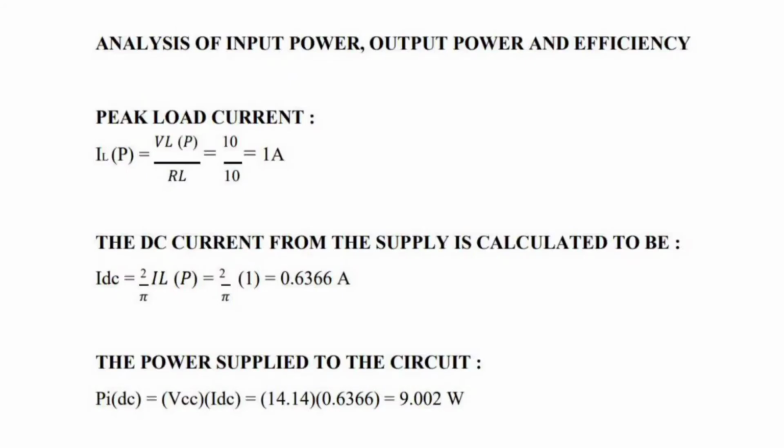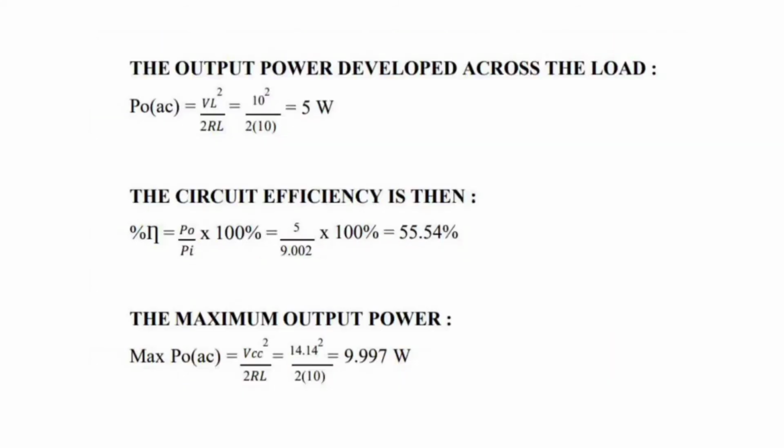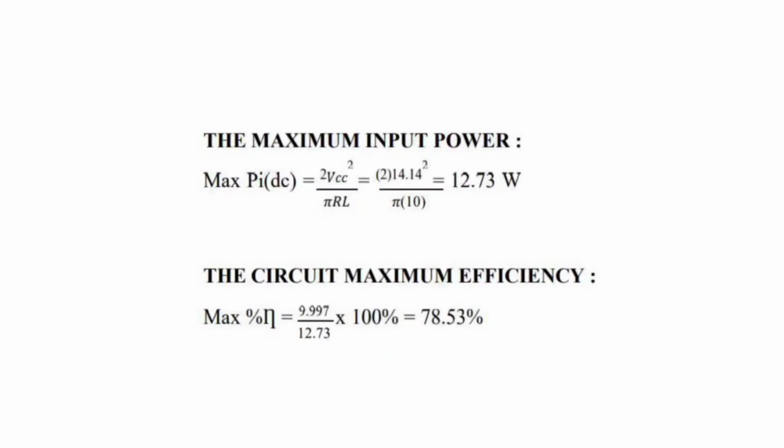Calculation. For calculation, first we find peak load current, then we find DC current from the supply, next we find the power supply to circuit, and we find the output power developed across the load, then we find the circuit efficiency and the maximum output power, next we find the maximum input power, and lastly we find the circuit maximum efficiency.